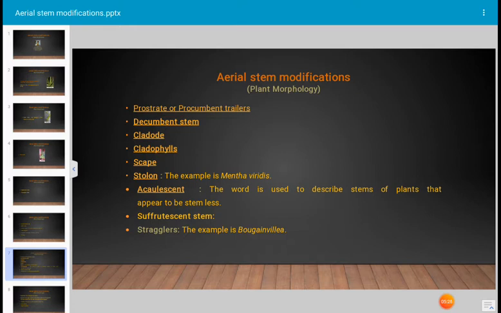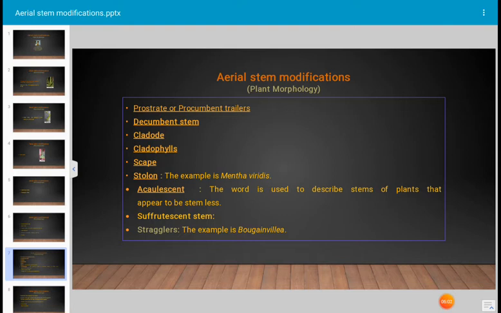Next, decumbent trailers. The stem including all branches creeps on the ground, but the tip of each branch becomes erect, perpendicular to the land surface. The plant consists of horizontal as well as erect systems of branches, and these plants are fixed at one place by the root. The vegetative parts grow horizontally and reproductive parts grow vertically above the soil. Example is Tridax procumbens.